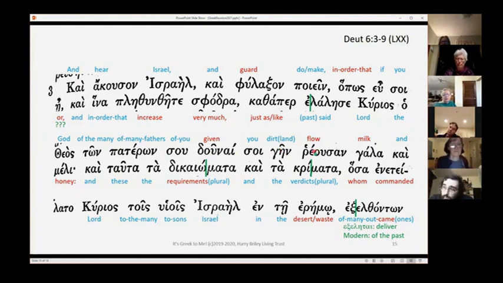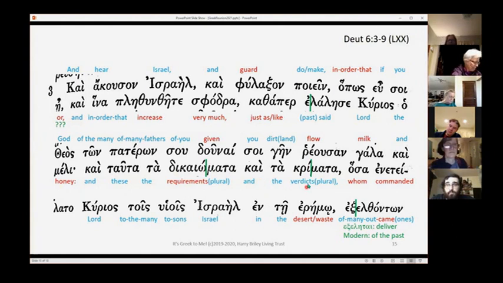Land of milk and honey. Flowing with gala, milk, and then meli is the word for honey. And dikaioma is the word for requirement. And so plural, it's requirements.